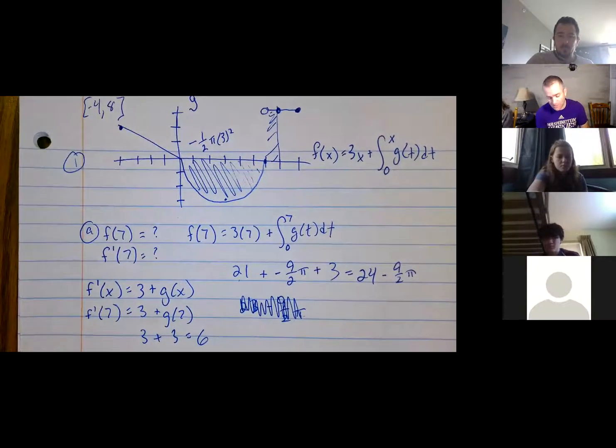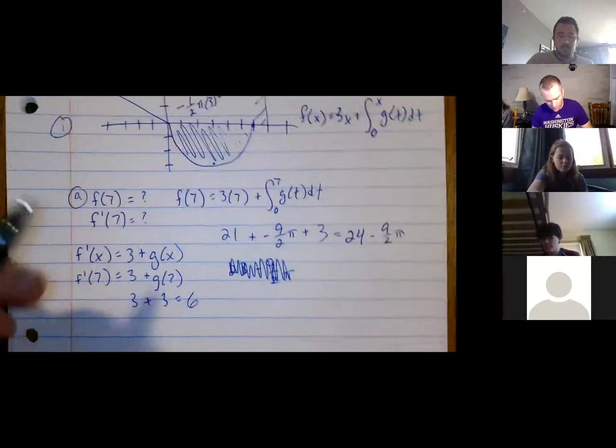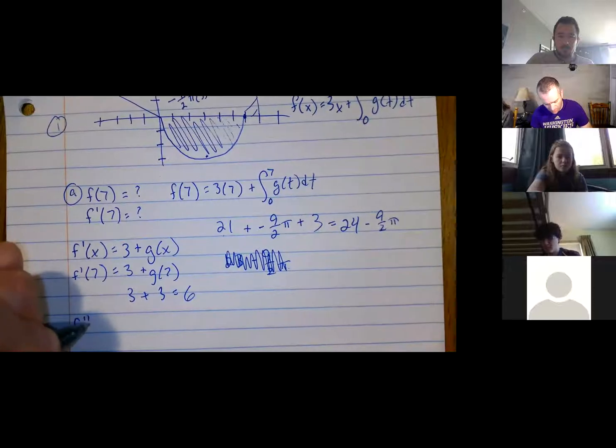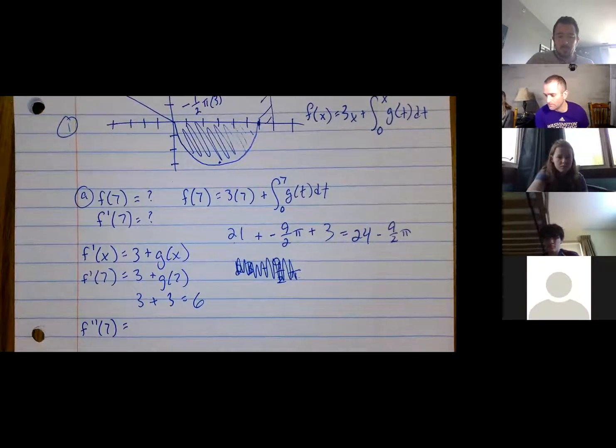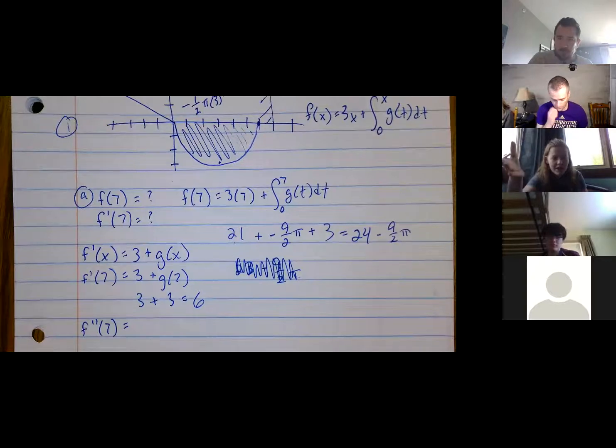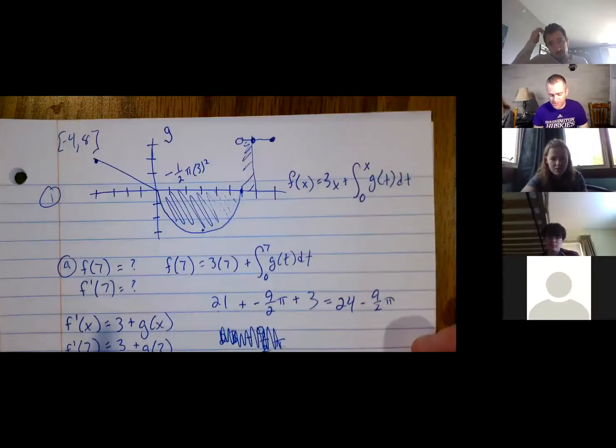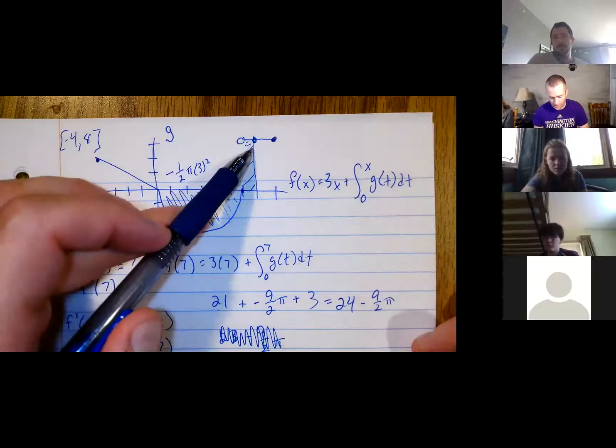And then if I were to say f double prime, which is also a common question, what would be the case if I said, what is f double prime of 7? What would that be asking for? Well, that would be the slope of g of x at 7. Right, and so in this case, it would just be 0, right? Because it's just a horizontal line.